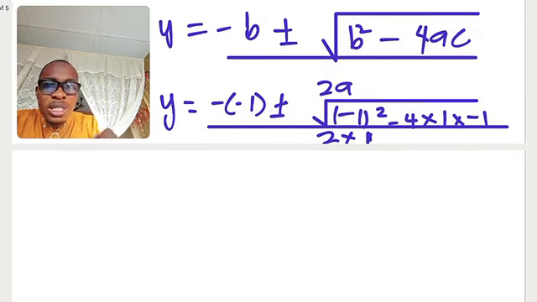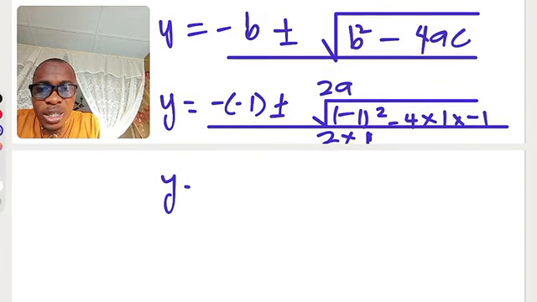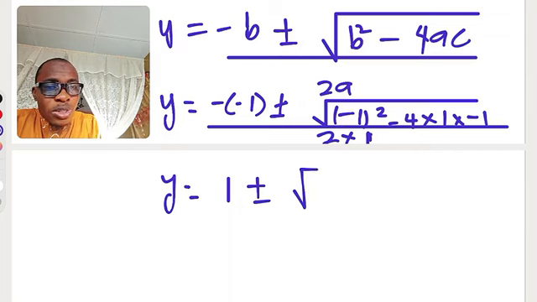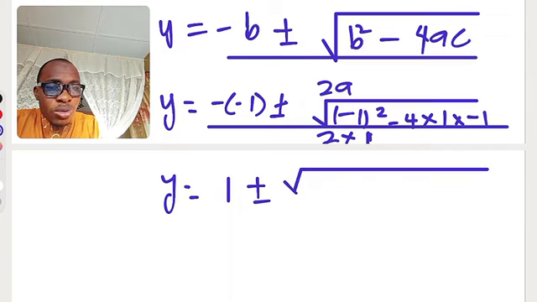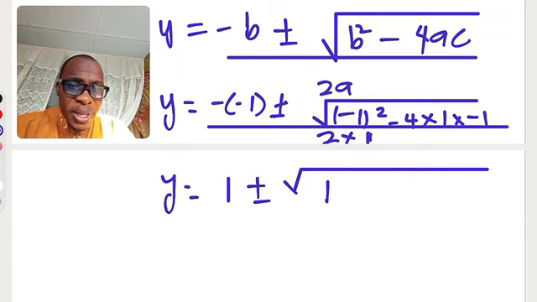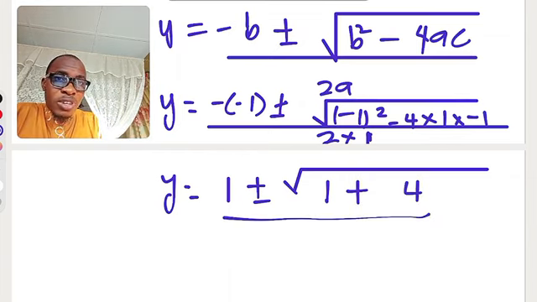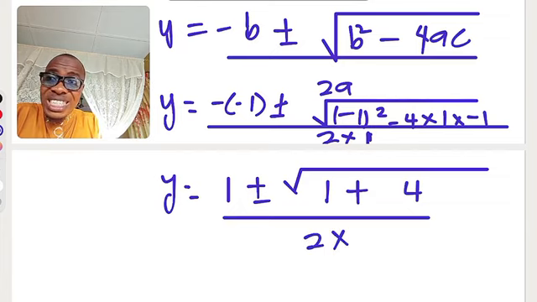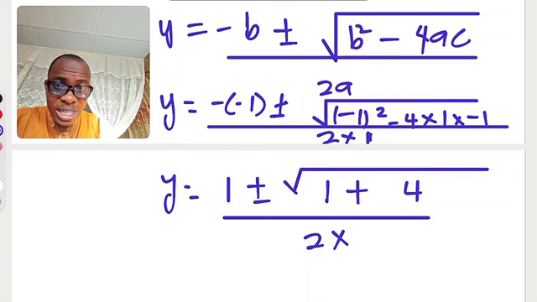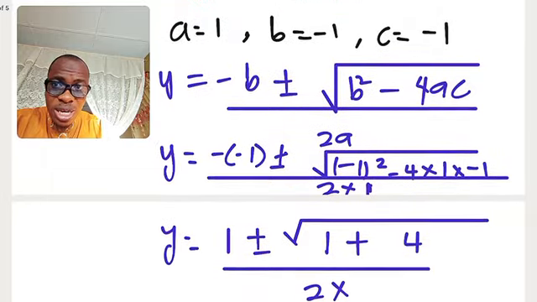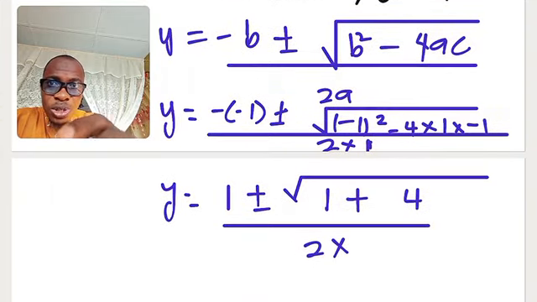So now from there, we're going to have y equals minus times minus, that will be plus or minus the square root of this will be 1, because minus 1 squared will give us 1, then minus times minus will give us plus, then 4 times 1 times 1, we're going to have 4, then all divided by 2 times the a, which is what? A is 1.